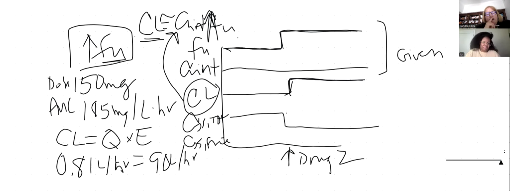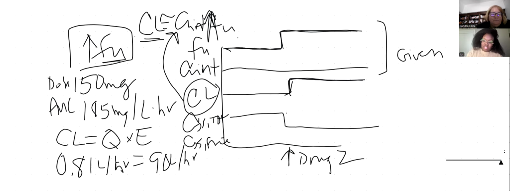So Jordan, if I told you that the total concentration of a drug was 100 milligrams per liter and 10% of it was free, what would be the free concentration? If 10% was free, it would be 10 milligrams per liter. Yeah, 10.